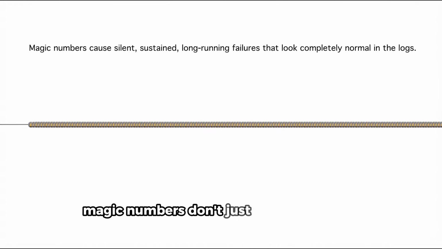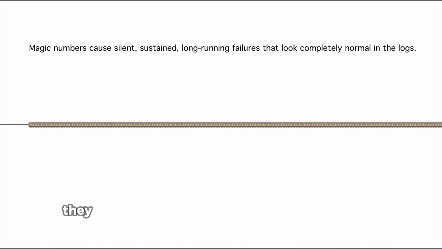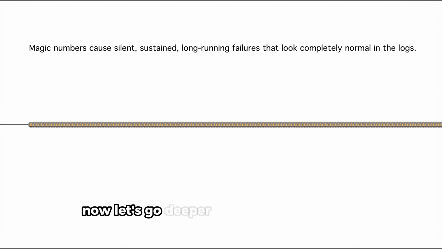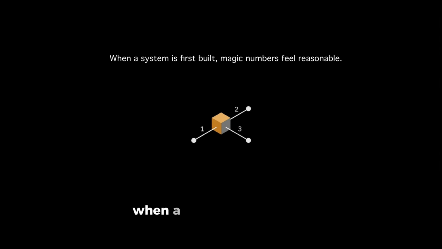Magic numbers don't just cause confusion during incidents, they cause silent, sustained, long-running failures that look completely normal in the logs. Now let's go deeper into why this happens. When a system is first built, magic numbers feel reasonable. There are only 3 states. Everyone on the team knows what they mean. Writing 1, 2, 3 is faster than writing a string.